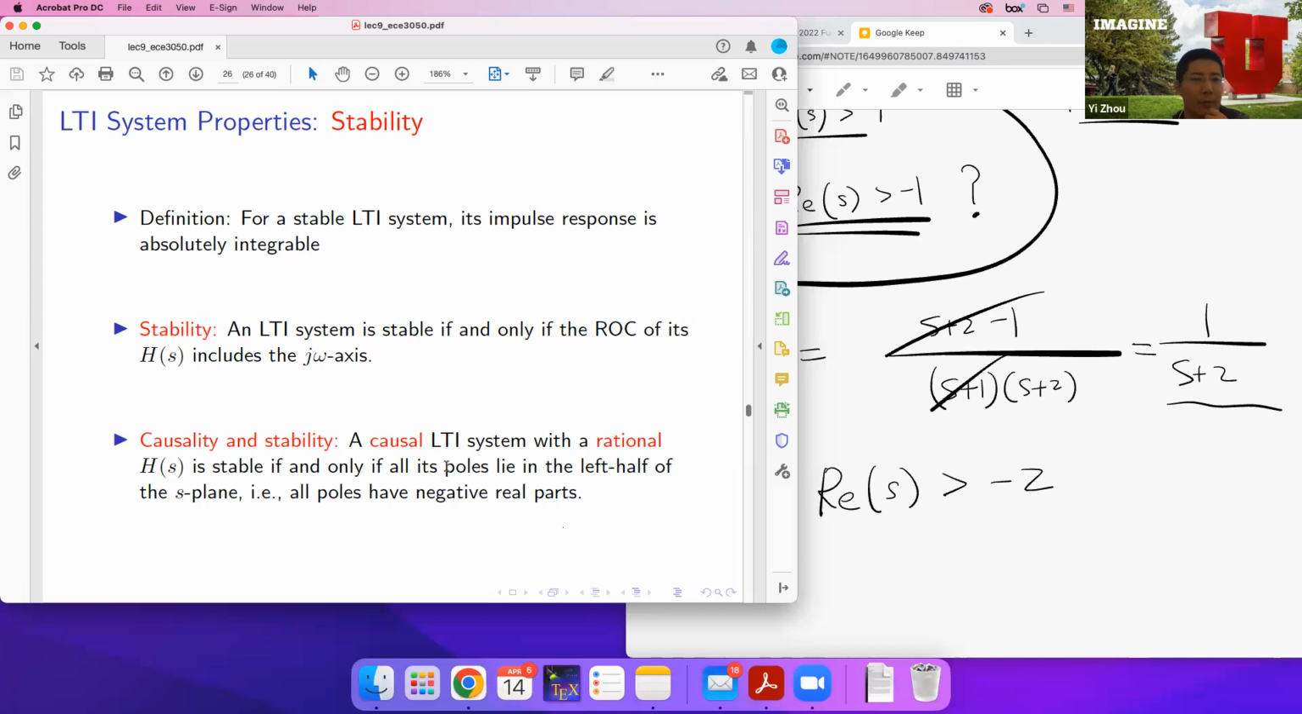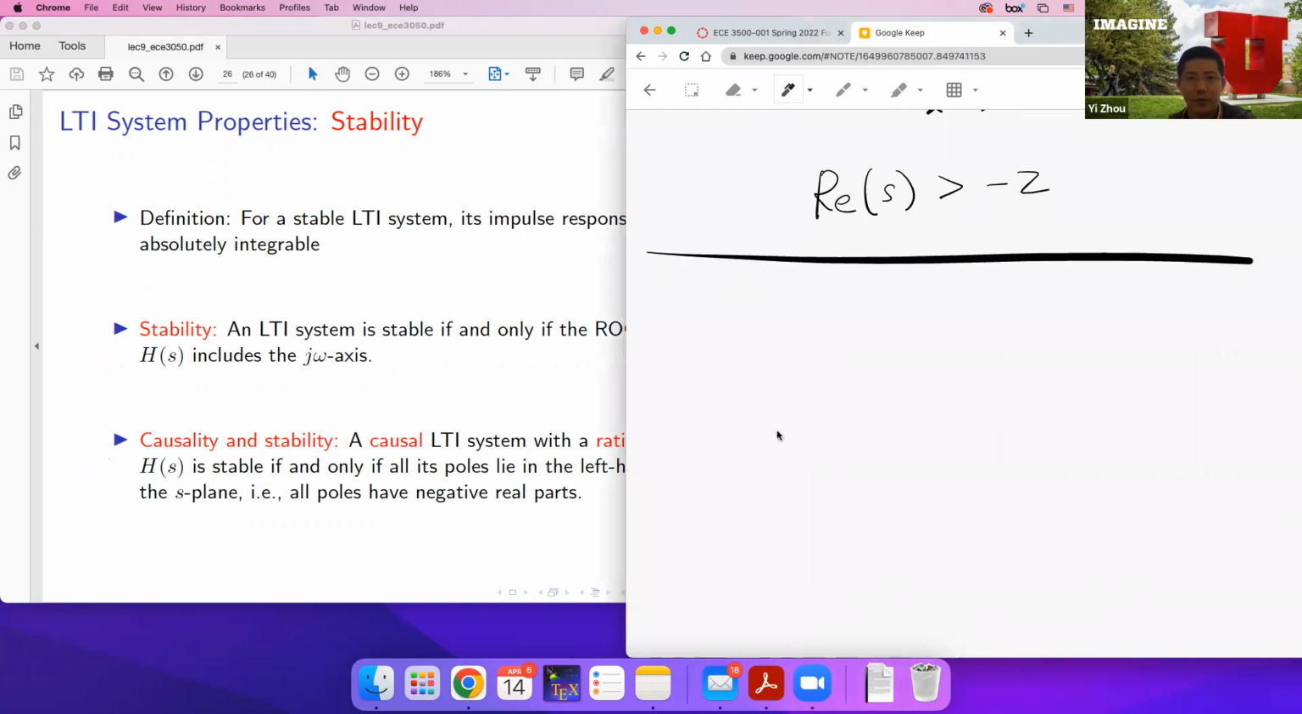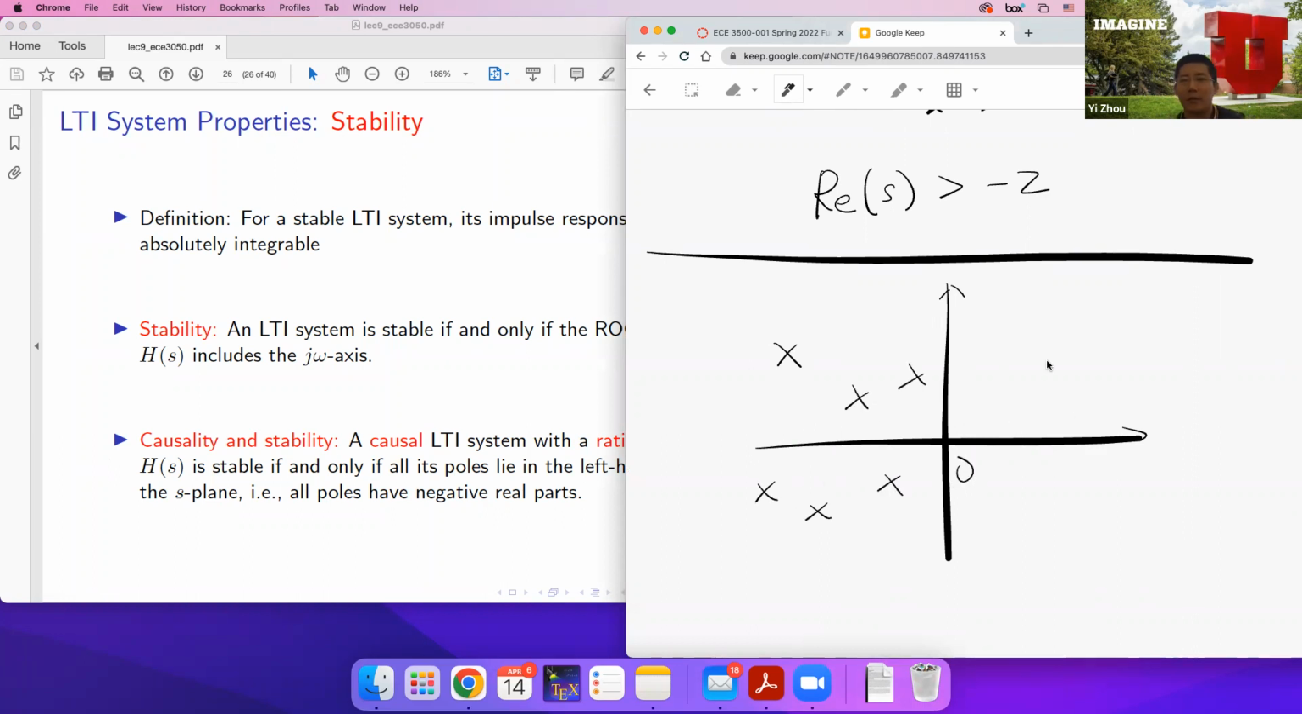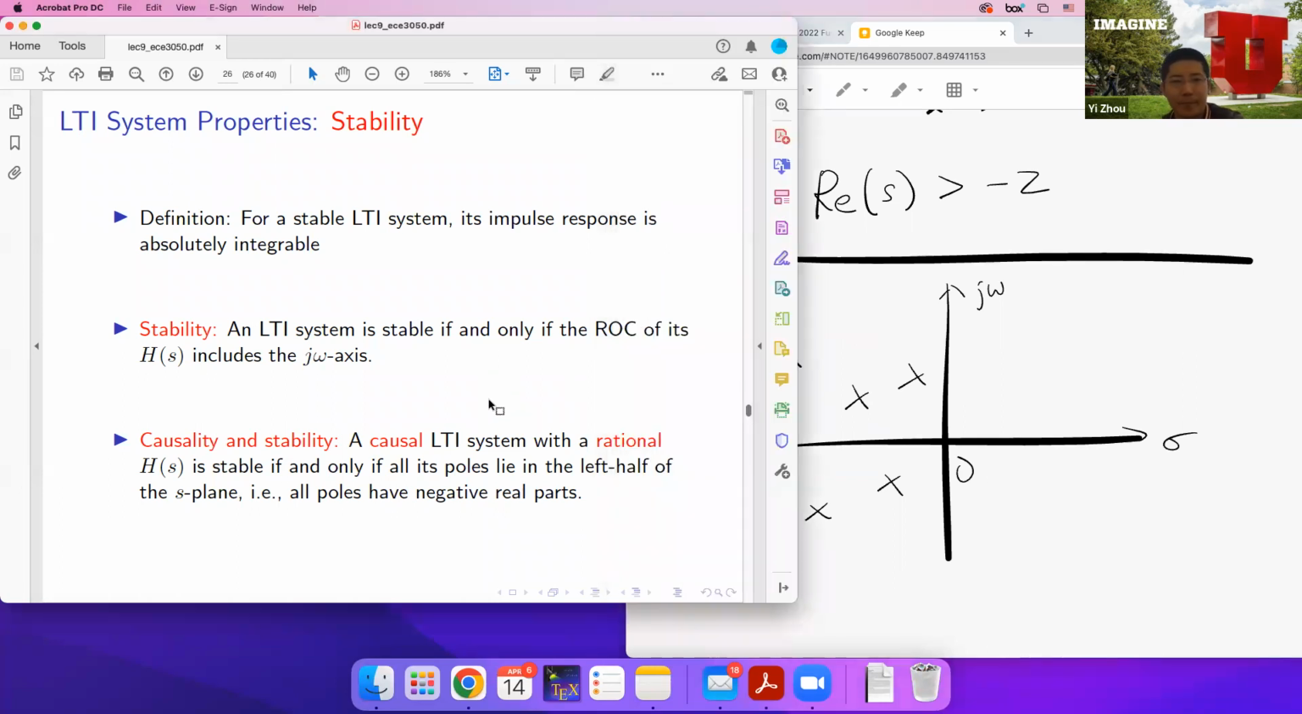We need all the poles of H(s), right? Because it has a rational H(s), so we have the poles. If all the poles are in the left half plane, so if all the poles are strictly in the left half plane, then the system is causal and stable.